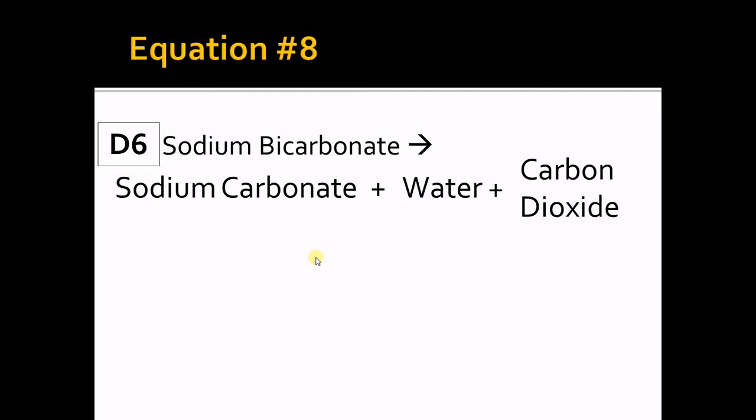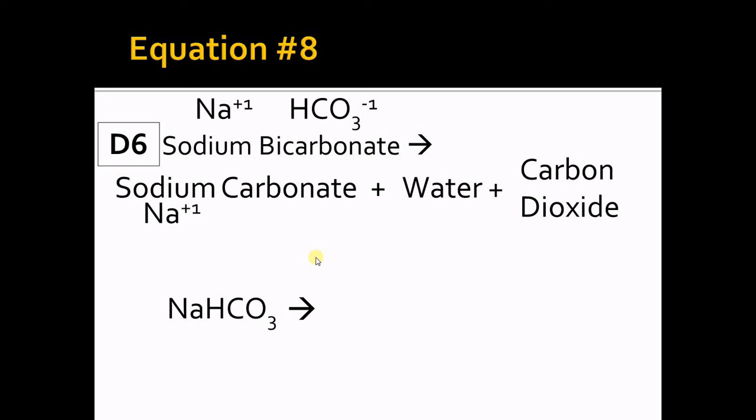Hardest part's finished. All you need to do now is write your formulas. So sodium is Na+1, bicarbonate HCO3 -1. Nice and easy. They're both a 1 with their charge. So you make it NaHCO3 yields now sodium carbonate. Let's write the formula for that. Take a look at it. Sodium is a +1, we know that. Carbonate is CO3 -2. So the formula would be Na2CO3 plus water, which is just H2O, and carbon dioxide, which is CO2.